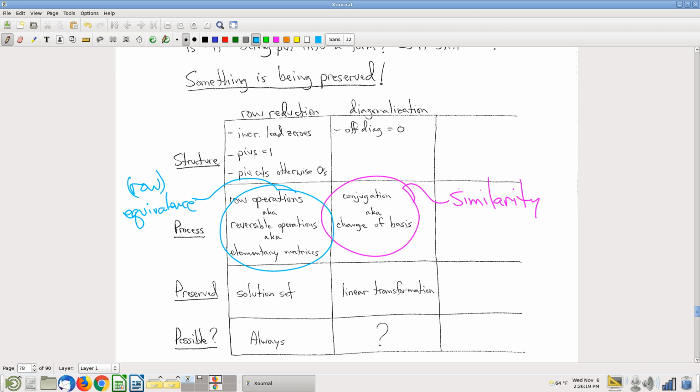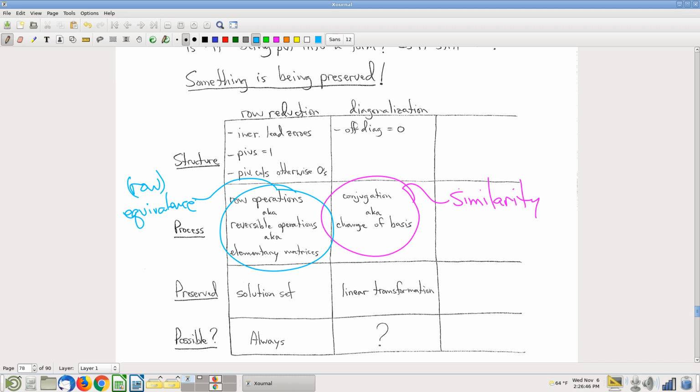Both of these, the notion of equivalence and the notion of similarity, I've already talked about the semantics a little bit. Let me just say it one more time. Both of these terms suggest something underlying that the two matrices have in common. With equivalence, the two matrices have the same underlying solution set. With similarity, they have the same underlying linear transformation.